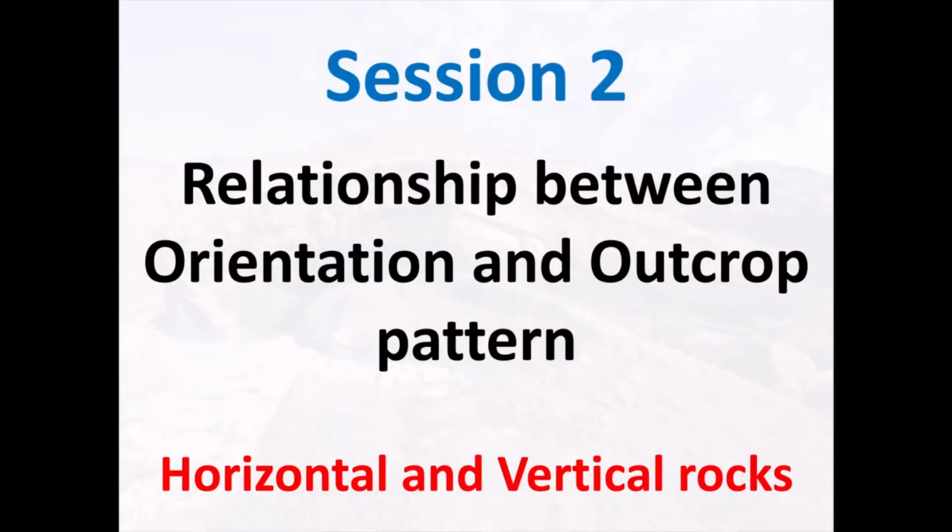Last week we went through the basics of maps, went through their anatomy and described some of the things that you can record on maps. Today we're going to take our first step in producing and understanding geological maps, and we're going to start by very simply understanding the relationship between the orientation of beds and the outcrop pattern that they make on a map. And we're going to look at the basic example of horizontal and vertical rocks.